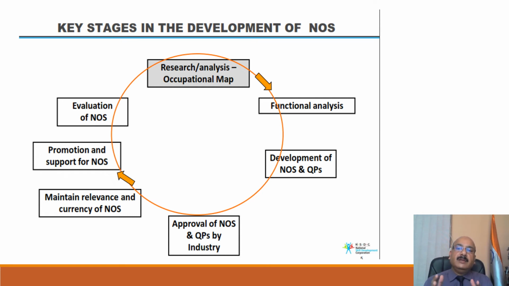Now, these standards and the qualification packs go through an approval process from the industry, and we continuously review the standards so that they remain relevant in the context. Then we do a lot of promotion of these standards so that the training institutes which are affiliated to the skill ecosystem follow these standards. And then we do a periodic evaluation of these standards so that we can have a new version of standards. As I've already told you, the standard documents are dynamic documents. It is continuously being reviewed.